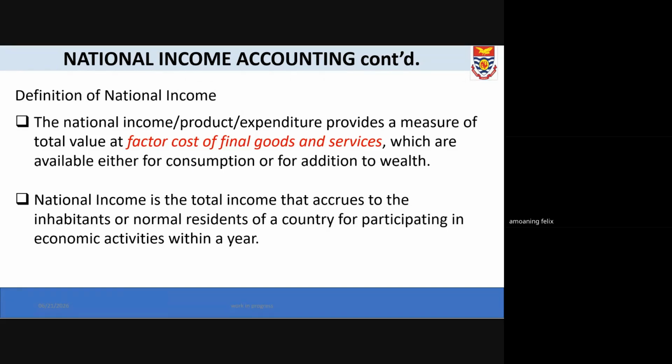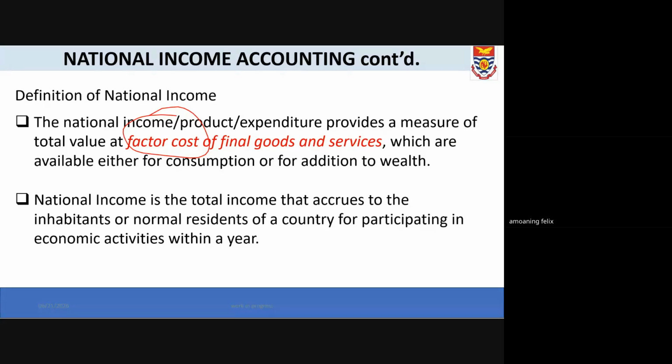So when we talk about our national income, we are saying that it provides us a measure of the total value of final goods and services which are available either for consumption or for addition to wealth. So our national income, or national product, or national expenditure will provide a measure of total value at factor cost. So let's take note of this one to explain what the terminology is, at factor cost.